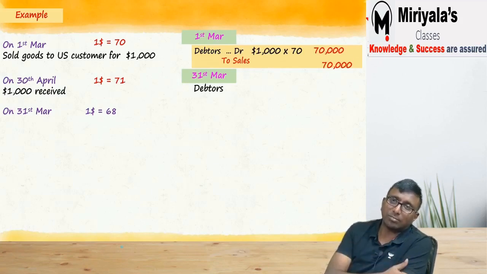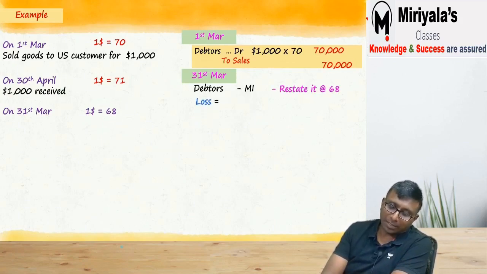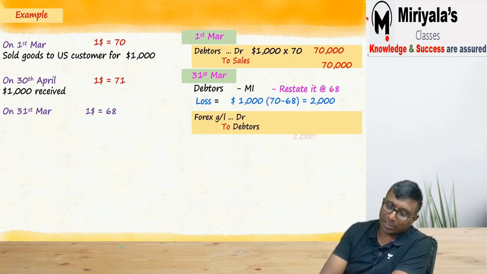So, forex gain or loss account debit, to debtors. I just told you debtors account, not debitor. Debtors is a monetary item which needs to be restated using the 68 rate, and it's obviously a loss of 2,000. So the journal entry will be forex gain or loss account debit to debtors.